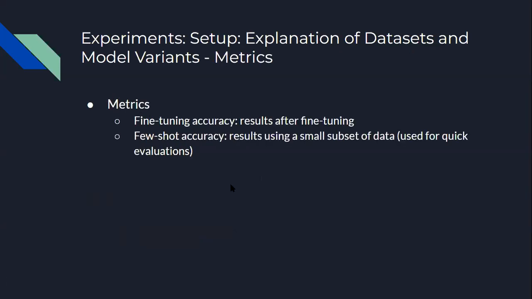rate decay. They use two metrics to report their results: fine tuning accuracy, which is after doing pre-training and fine tuning. This is the most important result here. This is the big one. But for some of the stuff to justify their design choices or their parameter choices, they would use few shot accuracy, which allowed them to use a smaller subset of data. And this would process a lot faster so they could quickly see in what direction their choices were going.